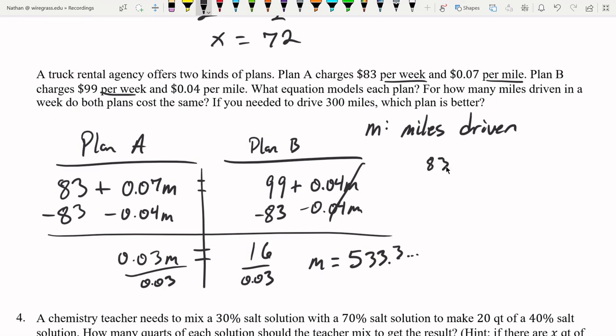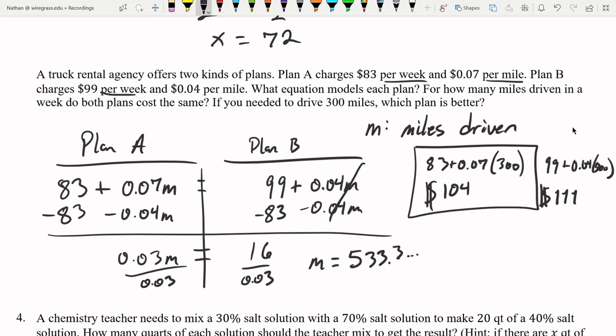So if we do 83 plus 0.07 times 300 as our miles, and then 99 plus 0.04 times 300 per mile. Now we just calculate this. 83 plus 0.07 times 300. I get $104. The next one is 99 plus 0.04 times 300. That one is 111. And so plan A is the cheaper one of the two.